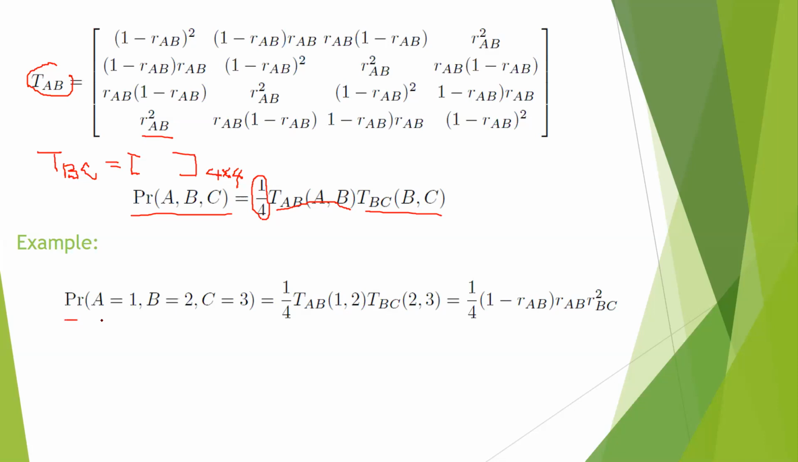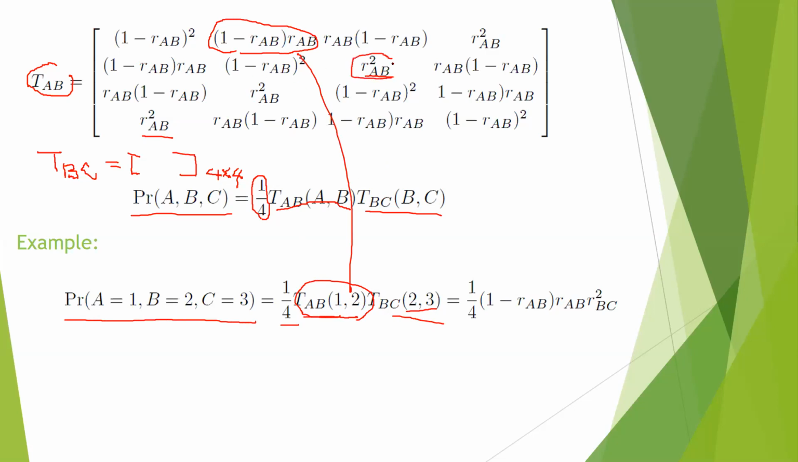All right, so for example, the same example here, we can calculate this. For this one, you need to figure out 1 to 2. And 2 to 3 should be similar to here, but you need to use the RBC square. So this is why you can get this answer. Any questions?